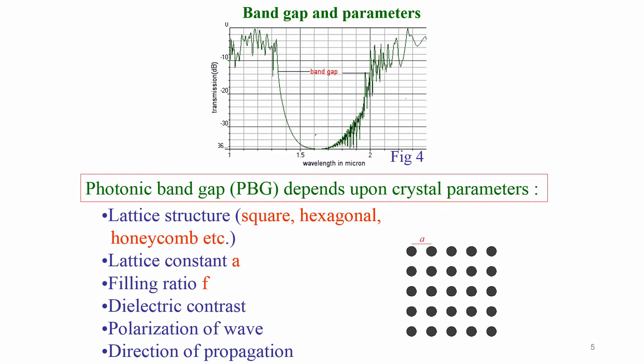So, the photonic band gap depends on many parameters of the crystal structure. In particular, of course, it depends on whether it is a square lattice or hexagonal lattice, etc. And you have the lattice constant, that spacing, the unit cell dimensions, the filling factor, how close these are, whether they are very close by or far away, how it is filled and so on. The dielectric constant, the contrast between the hole and the outside medium or the rod and the outside medium, the polarization of the wave, the direction of the propagation, and so on and so forth.